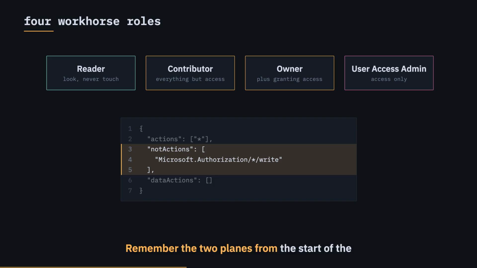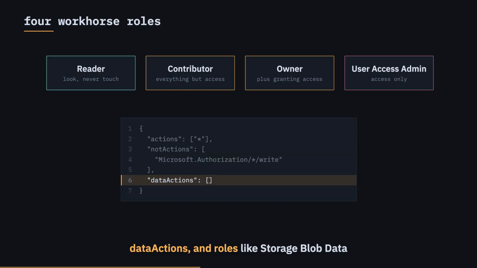Remember the 2 planes from the start of the video? Role definitions honor the seam. Control plane permissions live in actions. Data plane permissions live in a separate list, dataActions, and roles like Storage Blob Data Reader grant only those. Owner of a storage account with no data role can still be refused a blob read. When a question hinges on someone with a grand-sounding role being denied something, check which plane the operation lives on before anything else.